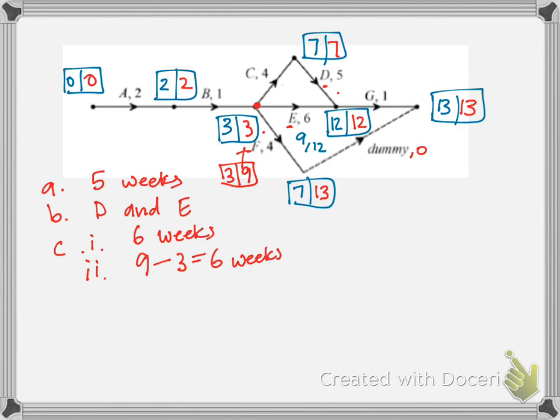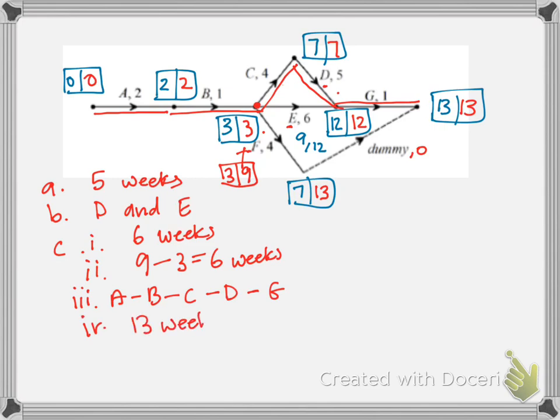Okay, we worked out our critical path early, so we can go through now. So we go through A, B, then up through C, D, and through G. A to B to C to D to G. And our minimum time, this was answered well, was 13 weeks.